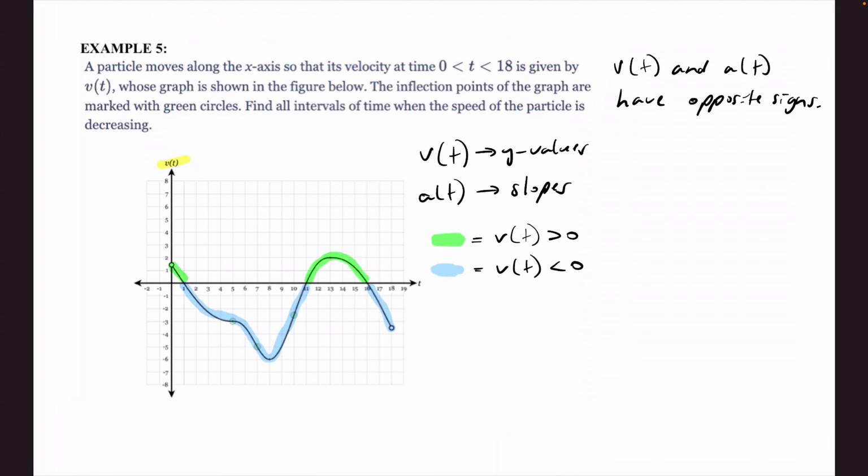Now, how am I going to tell when acceleration is positive and when acceleration is negative? When the slope is positive and when the slope is negative, increasing and decreasing, right? So I start decreasing. When do I change to increasing? At 8.